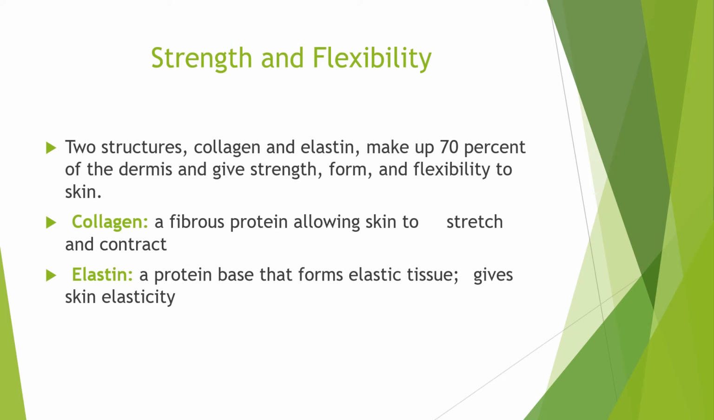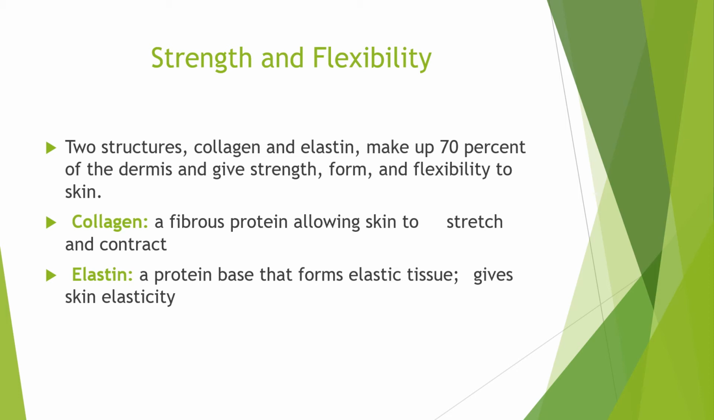Strength and flexibility of the skin. Two structures, collagen and elastin, make up 70% of the dermis and give strength, form, and flexibility to the skin. Collagen is a fibrous protein that gives the skin form and strength. Healthy collagen fibers allow skin to stretch and contract. If fibers become weakened, skin can lose tone and suppleness, and it can wrinkle or sag.